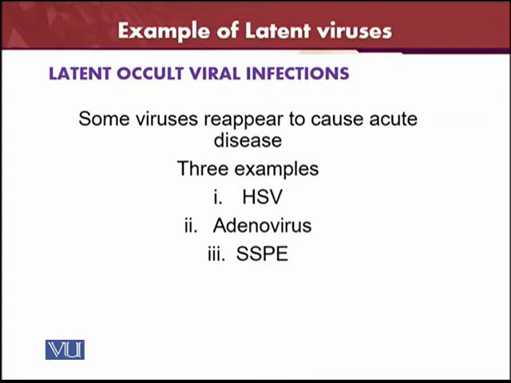The latent occult viral infections. Some of the viruses appear to cause acute disease. It will be called latent occult viral infection, the property of latency. It has three examples: HSV, adenovirus, and SSPE, which is caused by the measles virus. We will see them in detail.